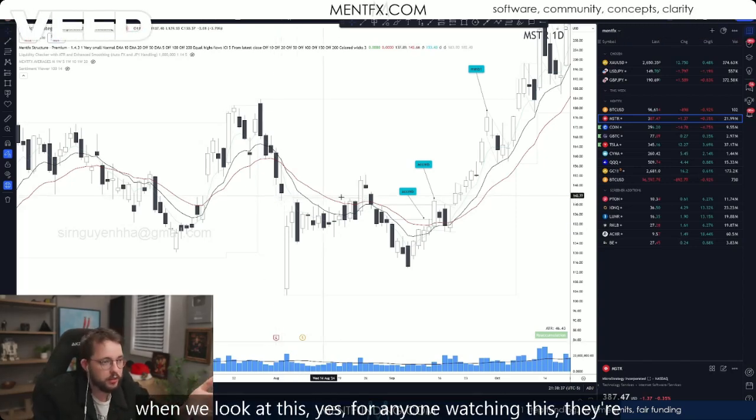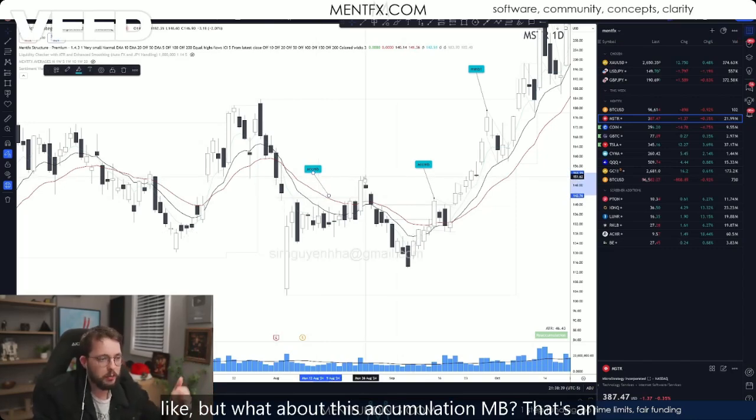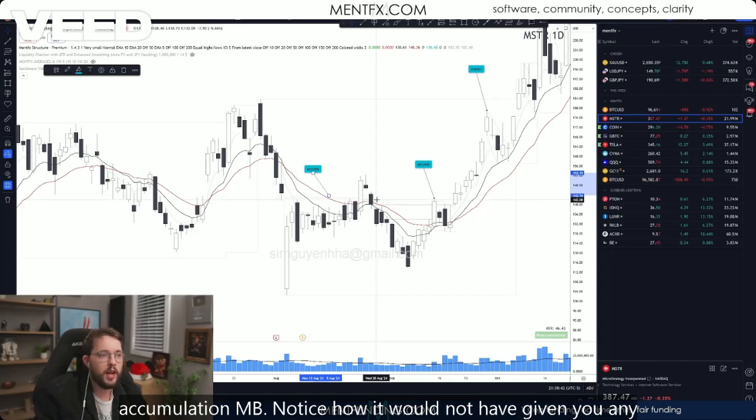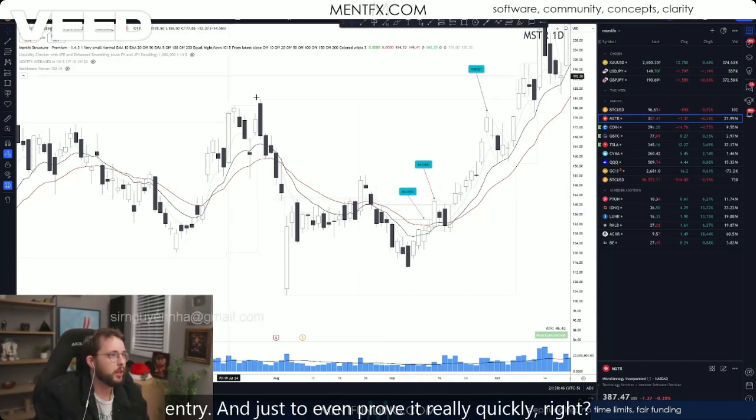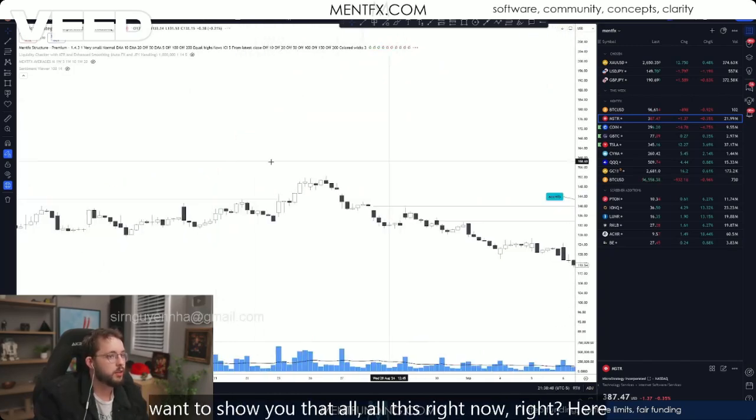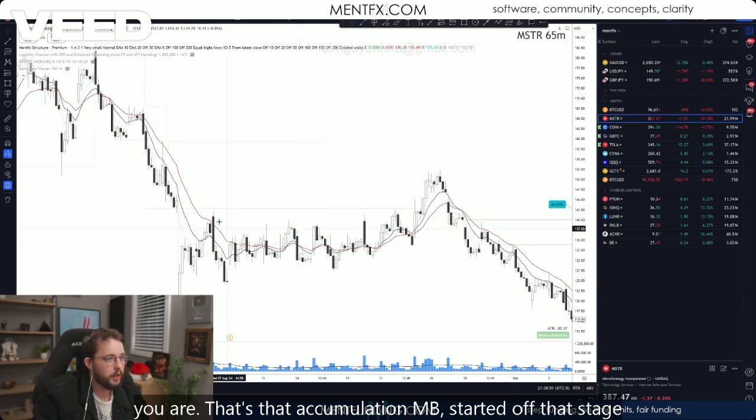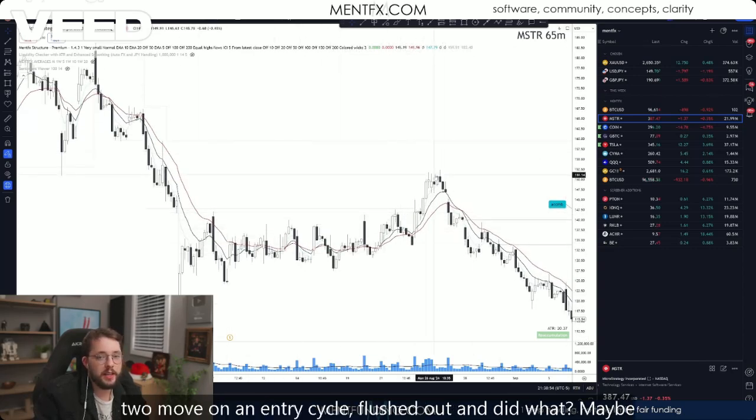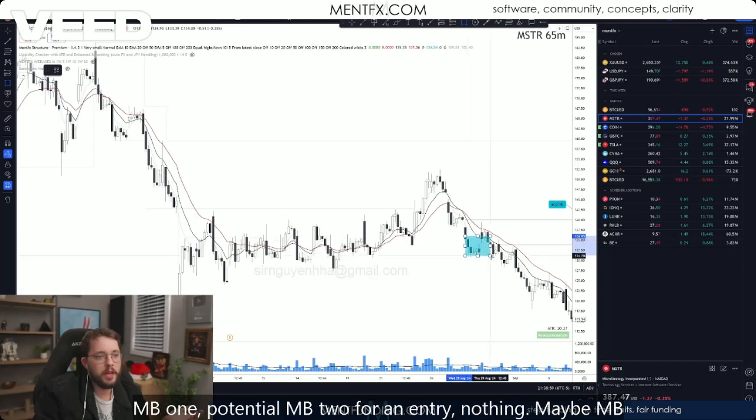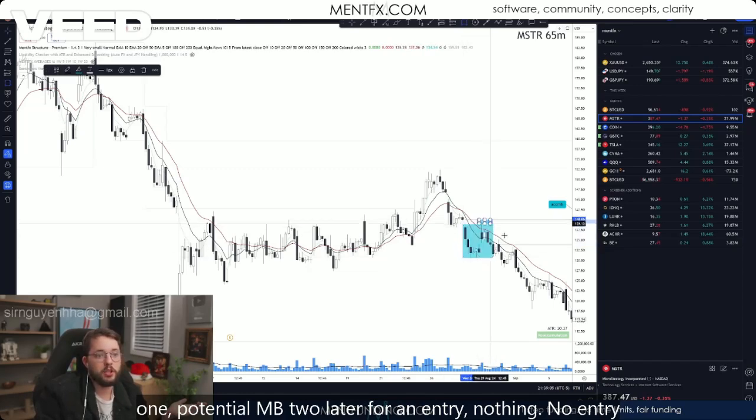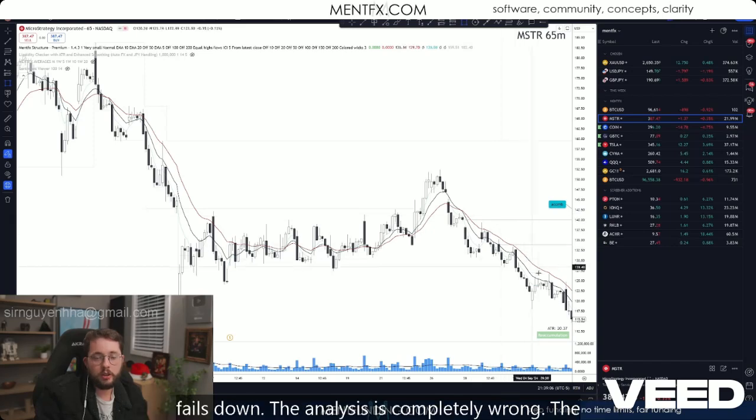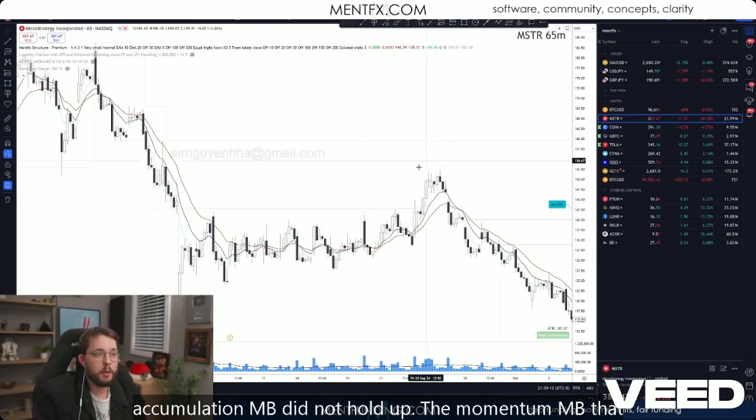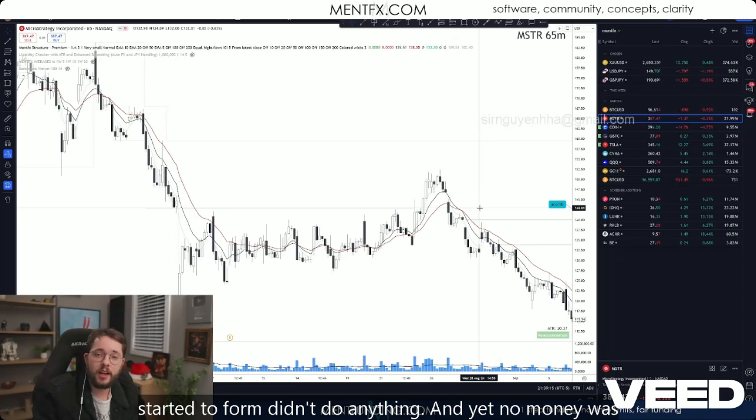So again, when we look at this, yes, for anyone watching this, they're like, but what about this accumulation MB? That's an accumulation MB. Notice how it would not have given you any entry. And just to even prove it really quickly, right? Let's go inside of that area right there. I just want to show you all this right now. Here you are. That's that accumulation MB. Started off that stage 2 move on an entry cycle, flushed out and did what? Maybe MB1, potential MB2 for an entry? Nothing. Maybe MB1, potential MB2 later for an entry? Nothing. No entry, fails down. The analysis is completely wrong. The accumulation MB did not hold up. The momentum MB that started to form didn't do anything. And yet, no money was lost.